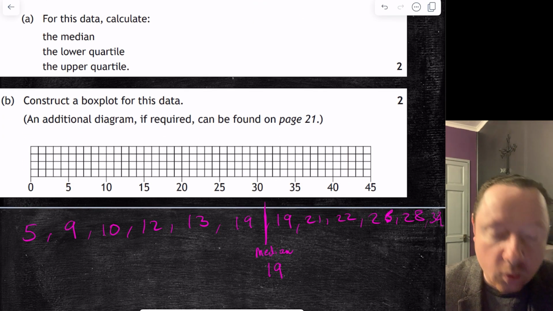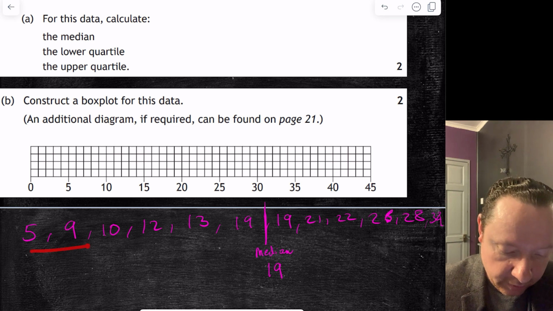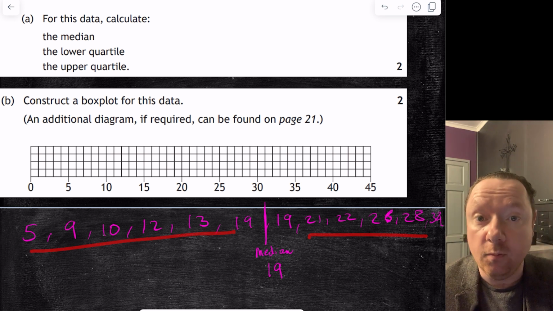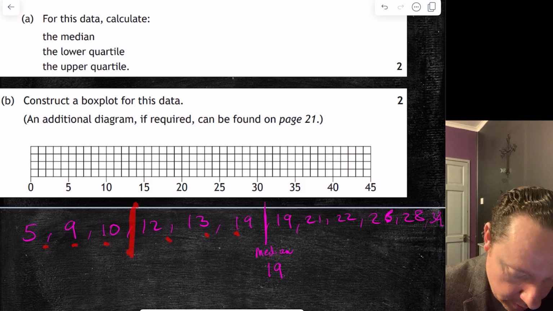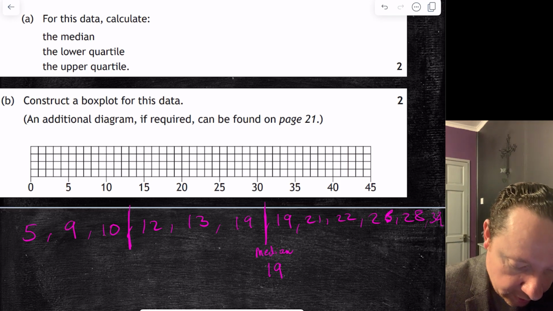So now the lower and upper quartile is just the lower half and the upper half, then one in the middle of each. So I've got 1, 2, 3, 1, 2, 3. So it's in the middle of these two. So I can take a note of that. In the middle of 10 and 12 is clearly 11. So that's the lower quartile.